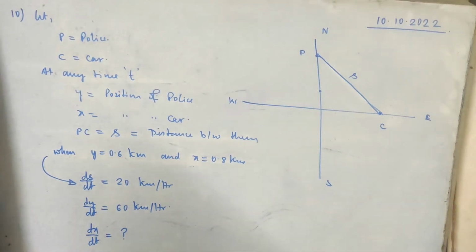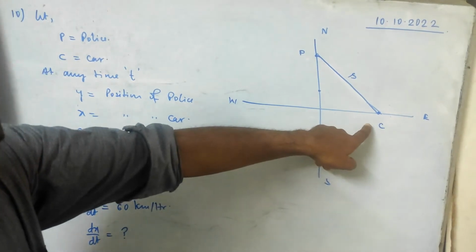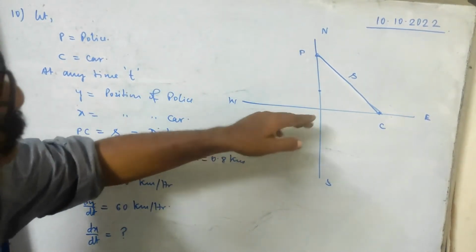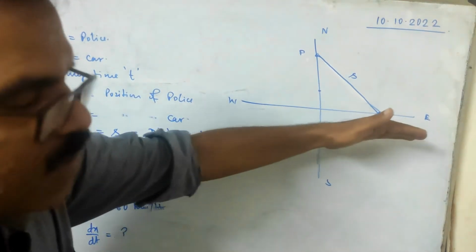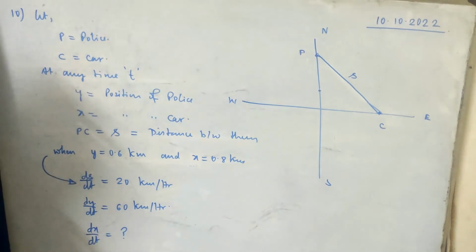Okay. So this is the police. He is chasing the car, isn't it? So he is moving from north towards this junction, and the car is going in this manner towards east, and this is moving towards north, meaning north to south it is moving.